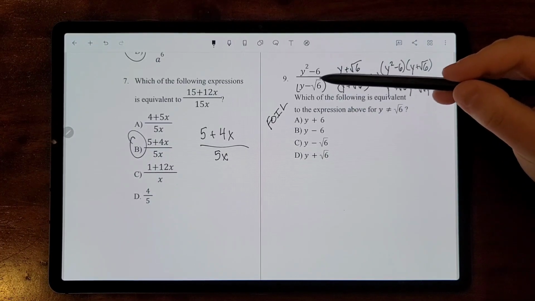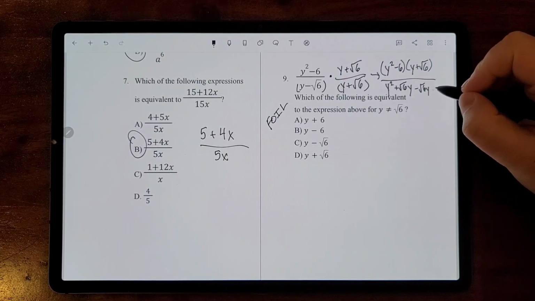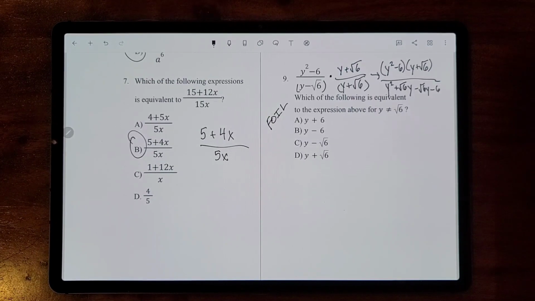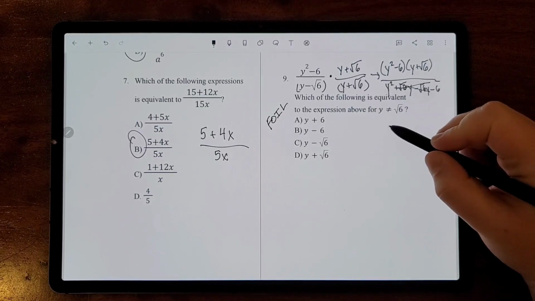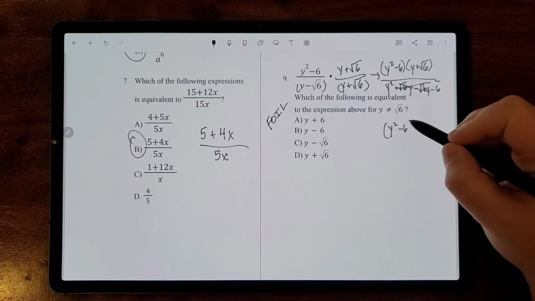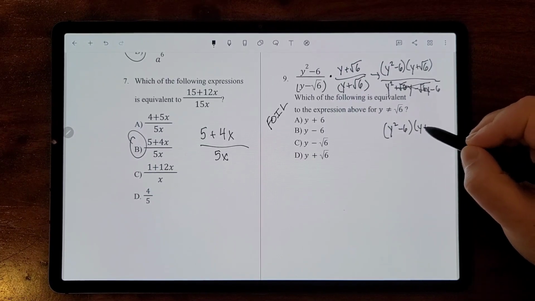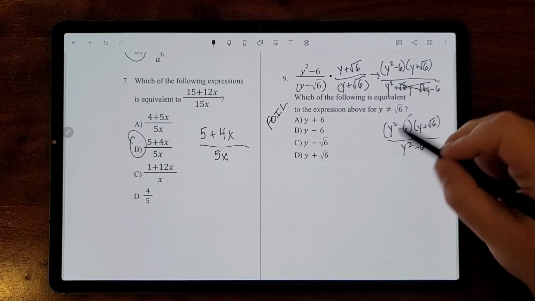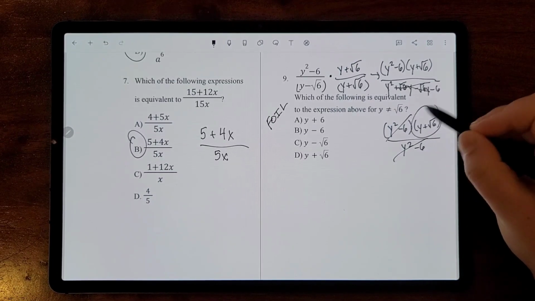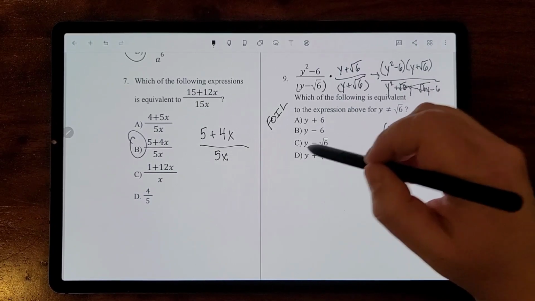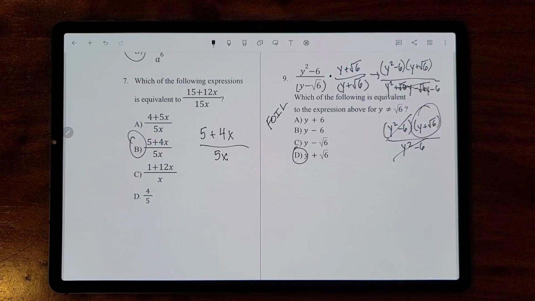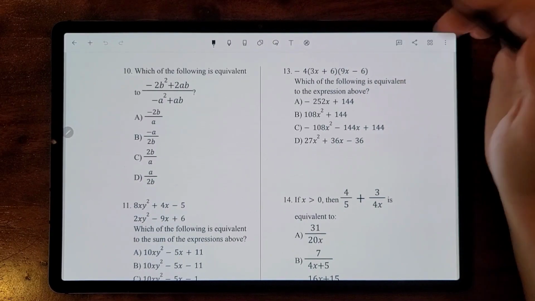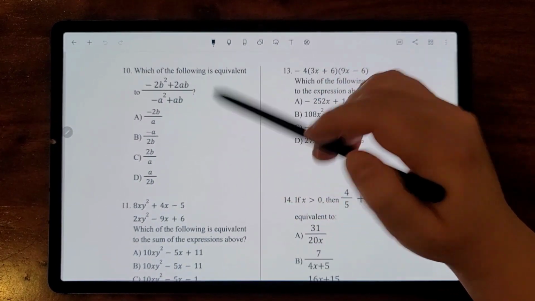And then L stands for last. I multiply the last things, negative root 6 times root 6, which is going to be negative 6. So now you'll see that these terms cancel out right here. If I rewrite this, I'm just left with y squared minus 6 over y squared minus 6 times y plus root 6. Now you'll notice that cancels out with that, and we're just left with y plus root 6, which means the answer should be D. Okay, now for number 10, which of the following is equivalent to this?